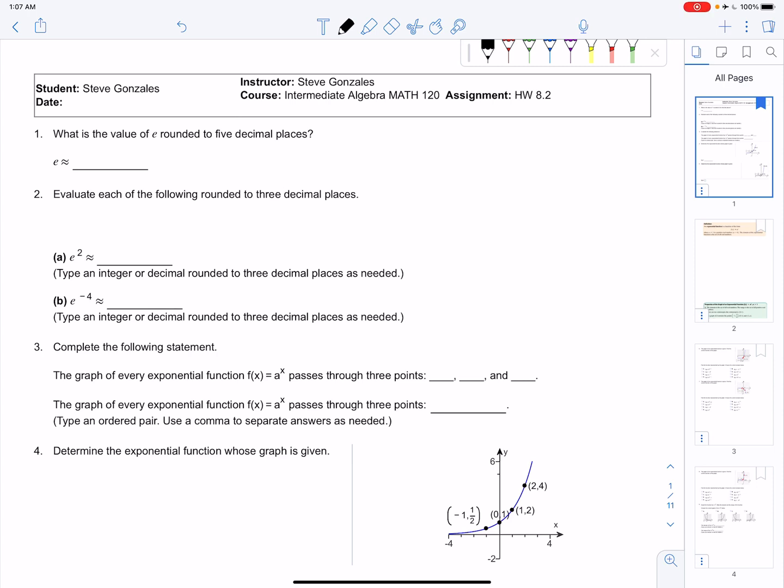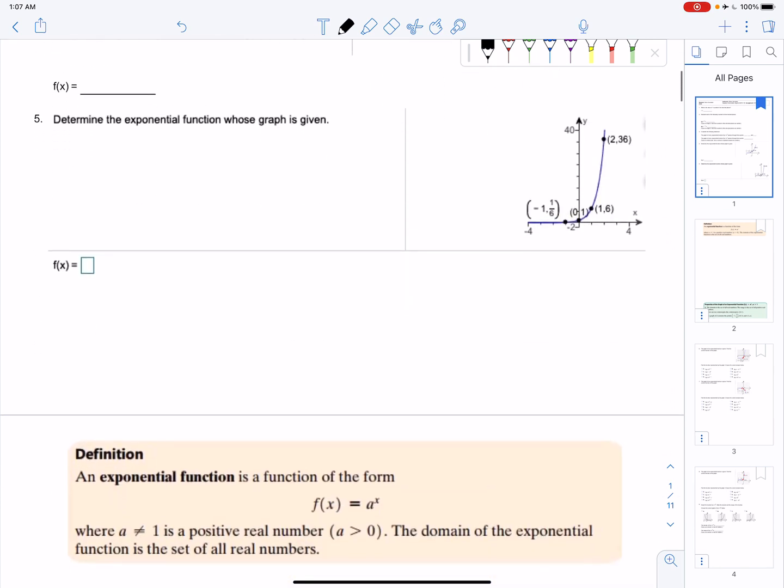Hello, Math 120, and this is Professor Gonzalez, and I'd like to do some problems from section 8.2, which is taking a look at exponential functions. So I think the first thing we want to do is take a look at some of those exponential functions, or at least the definition of it.